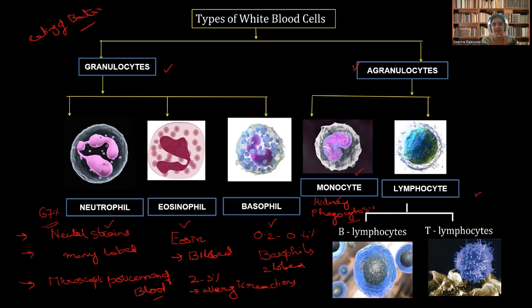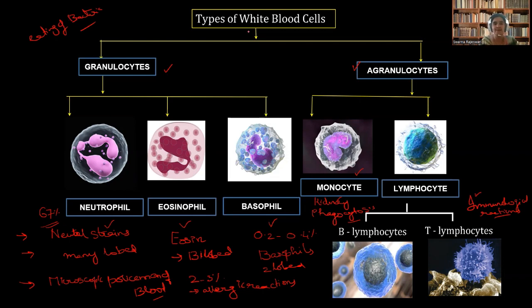So coming to the lymphocytes, these are of two types, B lymphocytes as well as T lymphocytes. Both are mainly responsible for several immunological reactions, like production of antibodies against the antigen or production of other cells which are responsible for maintaining the defense mechanism of our body. So these are the different types of blood cells.